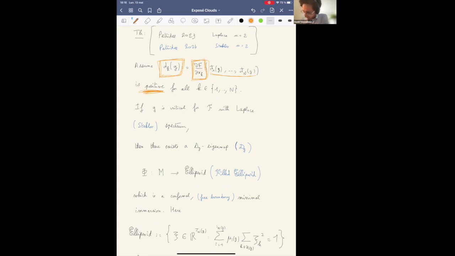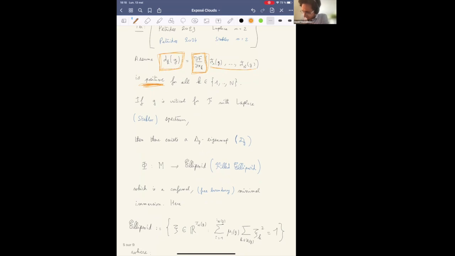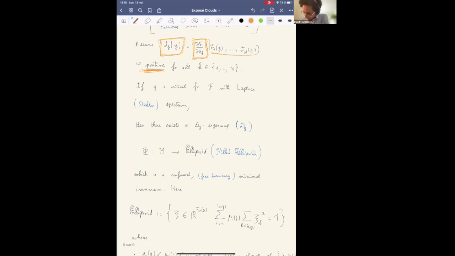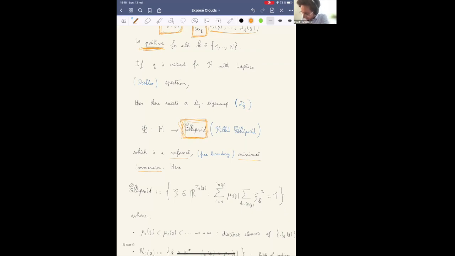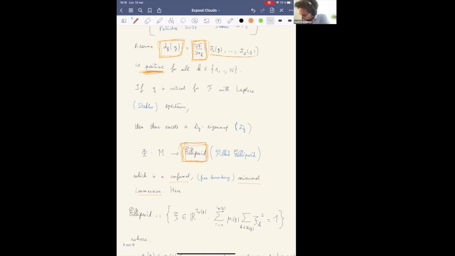and so with Laplace spectrum, then you get again an eigenmap, a conformal, minimal immersion, but this time the codomain of your eigenmap is not a sphere anymore, but an ellipsoid. And this ellipsoid is defined as follows. So you see here the equation that defines the ellipsoid.